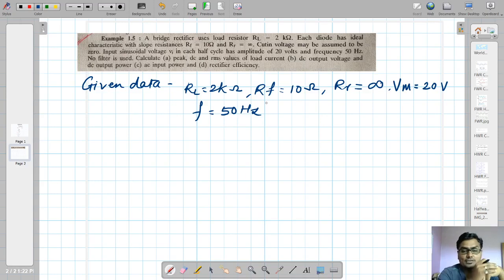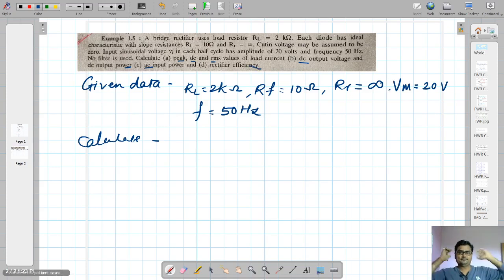Again we have to calculate so many parameters. See, then calculate the peak value. Look at this. Oh, again we have to calculate the same thing. Peak, DC and RMS values of load current, then DC output voltage and DC output power, VDC and DC power, then AC power, and then finally efficiency we have to calculate. Let us start with that.